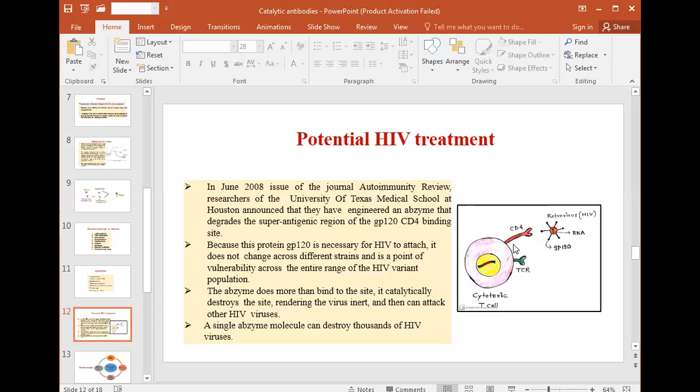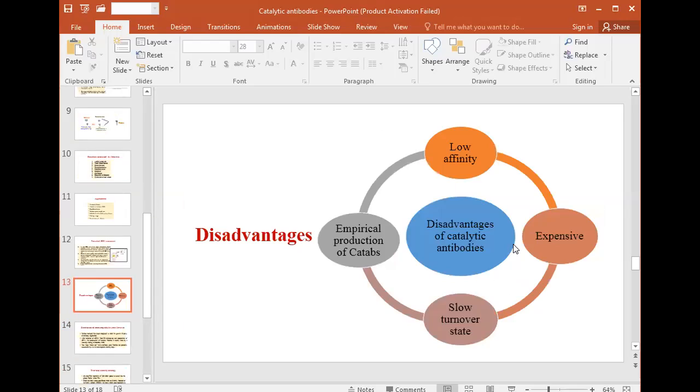and it doesn't change across different strains, and is a point of vulnerability across the entire range of HIV variant population. So they have proposed that the enzyme does more than bind to the site, it catalytically destroys the site, rendering the virus inert, and then can attack the HIV virus. So this type of chemically synthesized enzyme can be functional against HIV treatment. And it has been observed that a single molecule of enzyme can destroy thousands of human immunodeficiency virus.